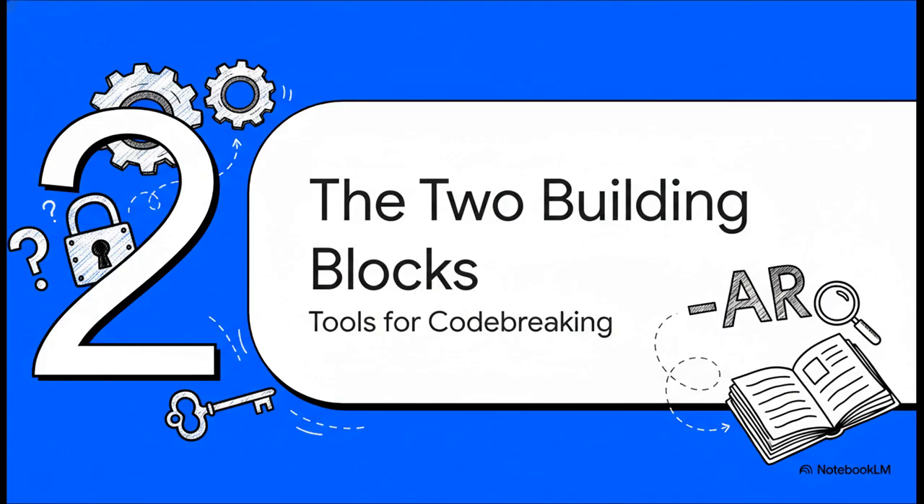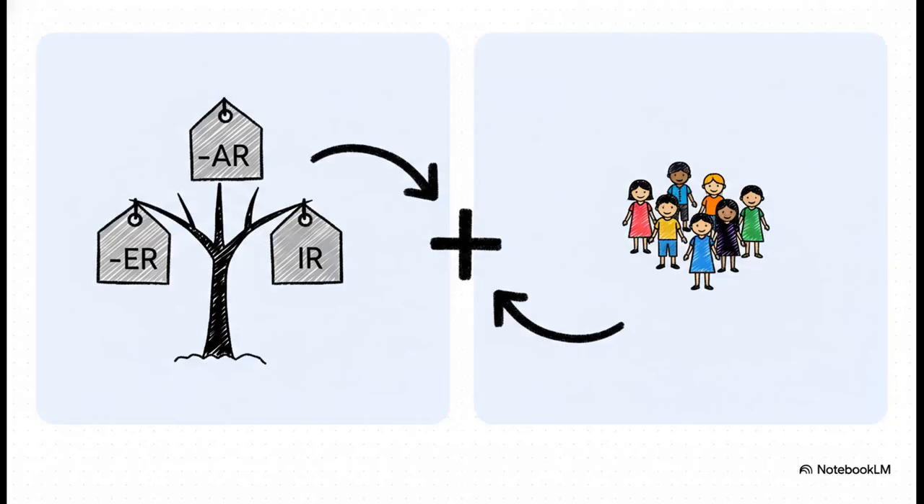Okay, so to crack this code, we really only need two pieces of the puzzle. Think of these as our code-breaking tools. And here they are. It really is this simple. On one side, you have the three verb families, verbs that end in AR, ER, and IR. On the other side, you have the subjects, basically who's doing the action. All we're doing here is playing a matching game. We take a subject, like I or we, and match it with the right ending from the right verb family. That's literally the whole game.